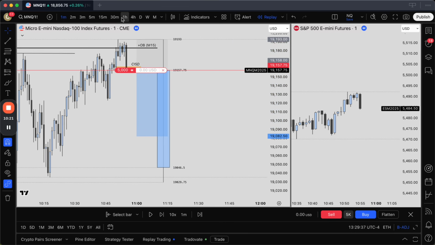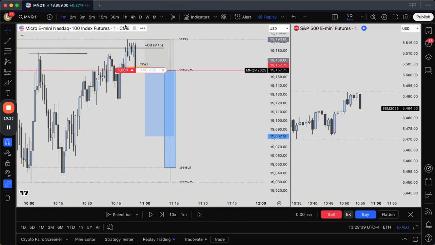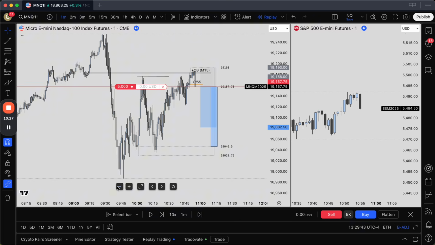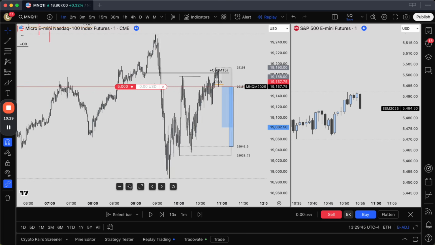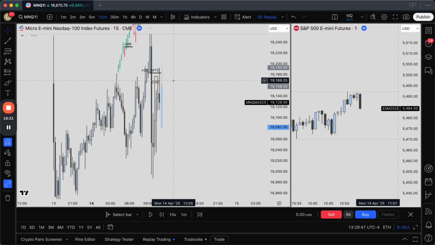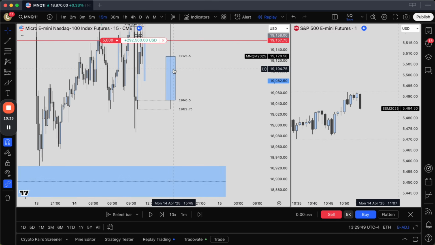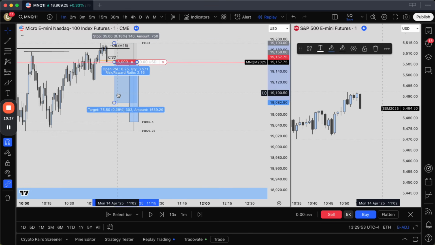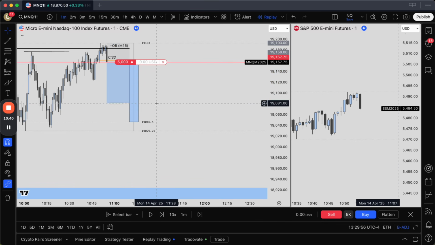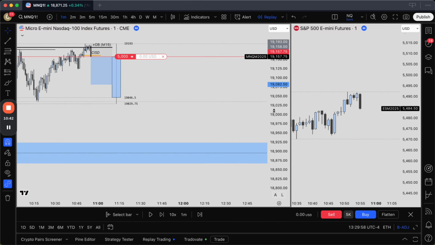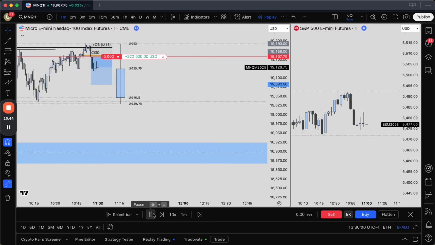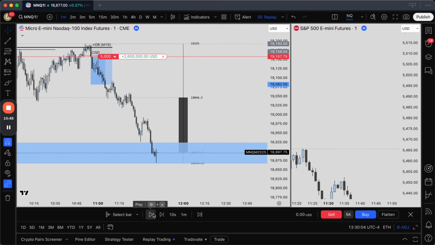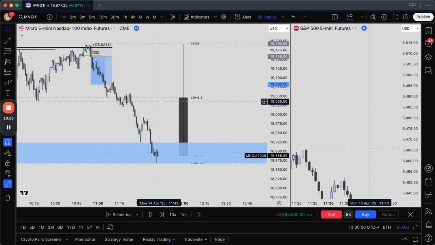But we ended up actually going ahead and filling all the way down to the new weekly opening gap, which is all the way down here. But this is my trade. Again, if you want to see my executions, you can see it. So TP hit there, and then we went ahead and filled all the way down to the new weekly opening gap. So that was a nice trade.